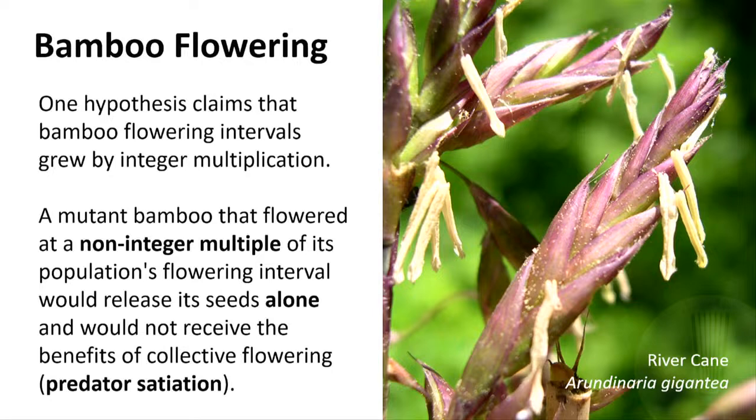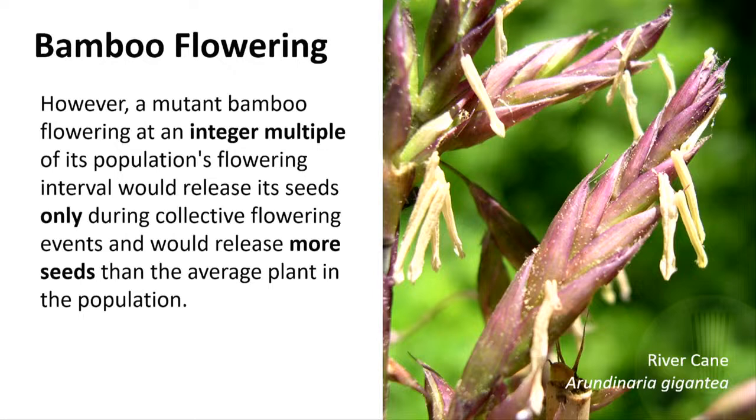So one hypothesis claims that these flowering intervals grew by integer multiplication. So at some point there was a mutant bamboo that flowered at a non-integer multiple of its population's flowering interval and would release its seeds alone and would not receive the benefits of collective flowering for that predator satiation benefit, right?